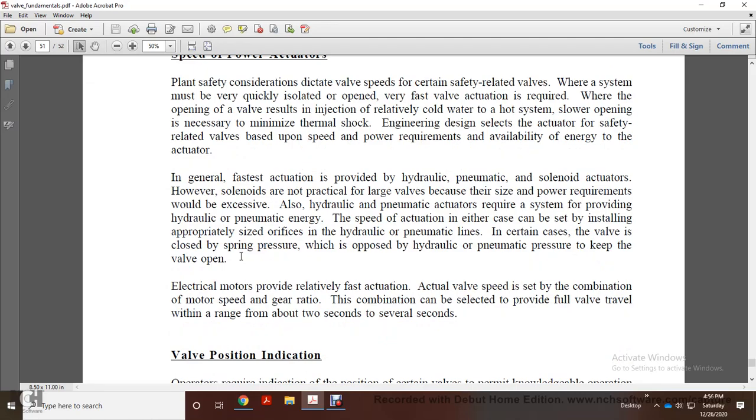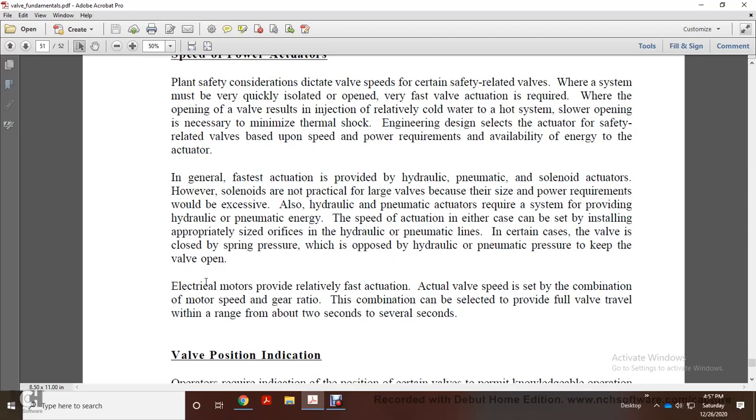In general, fast actuation is provided with a hydraulic, pneumatic, or solenoid actuator. However, solenoids are not practical for large valves because the size of the power requirement would be excessive. Also, hydraulic and pneumatic actuators require a system for providing hydraulic or pneumatic energy. The speed of actuation in either case can be set by installing appropriately sized lines, or orifices if hydraulic or pneumatic. In certain cases the valve is closed by spring pressure, which is opposed by hydraulic or pneumatic pressure to keep the valve open. Electric motors provide relatively fast actuation.